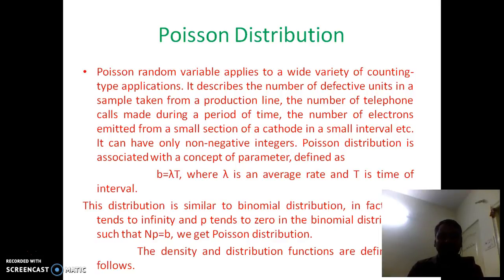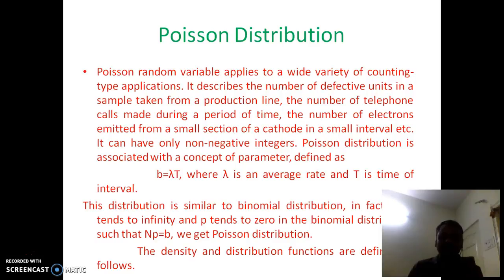Poisson distribution is associated with a concept of parameter defined as b is equal to lambda capital T, where lambda is an average rate and capital T is time of interval. This distribution is similar to binomial distribution. In fact, as capital N tends to infinity and small p tends to 0 in the binomial distribution, such that capital N small p is equal to b, we get Poisson distribution.